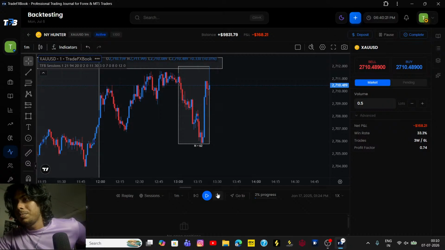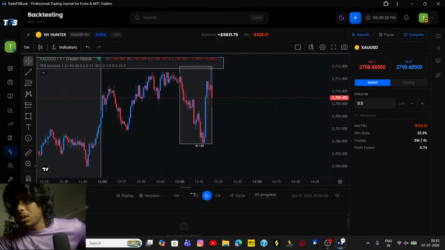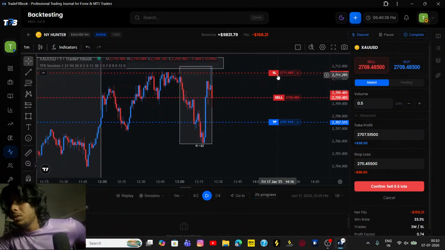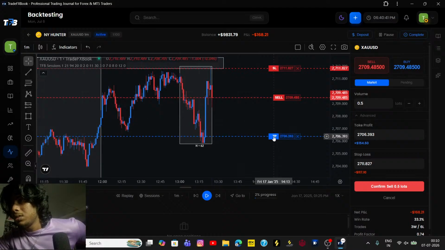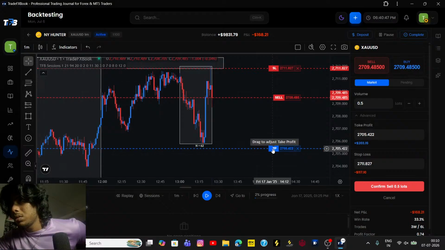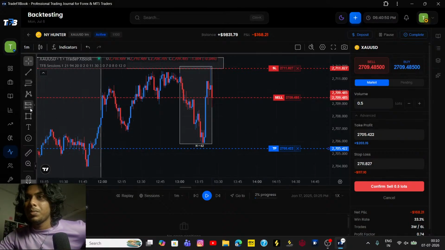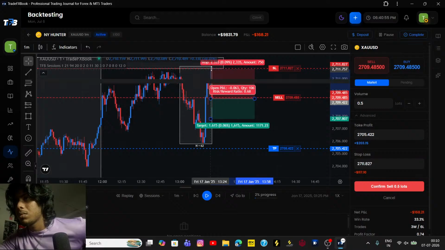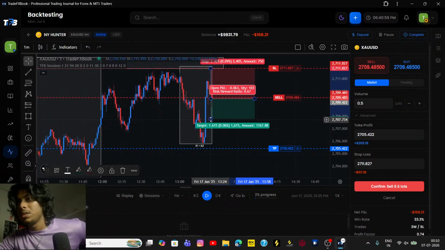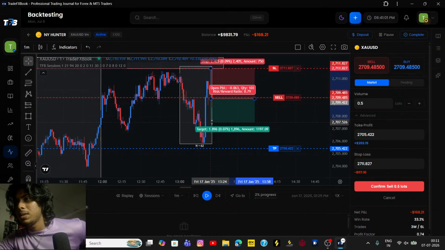Okay, I would have entered. Sell. TP is this. I think it's a big SL. No, okay, it's not a big SL. Okay, sorted. It tapped the level anyway, so let's do the 1:1 set.